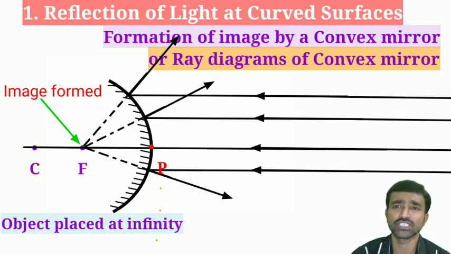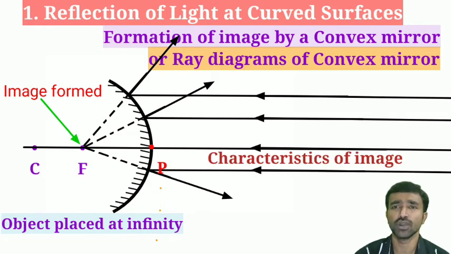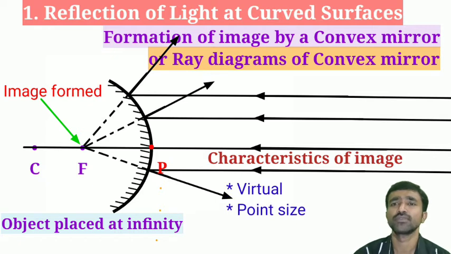Then what are the characteristics of the image here? You are unable to measure the image height and unable to decide whether it is erect or inverted. So it is a virtual image, point size, obtained at the focus. These are the characteristics of the image.